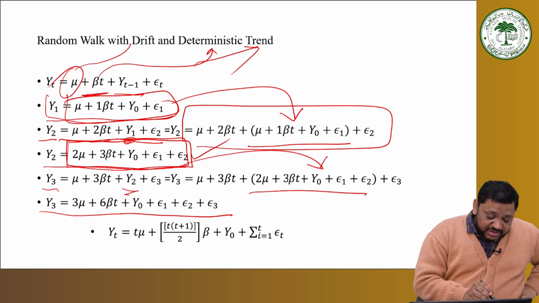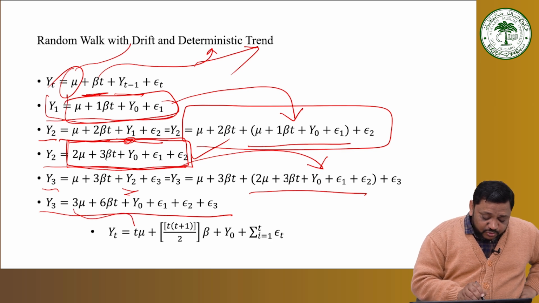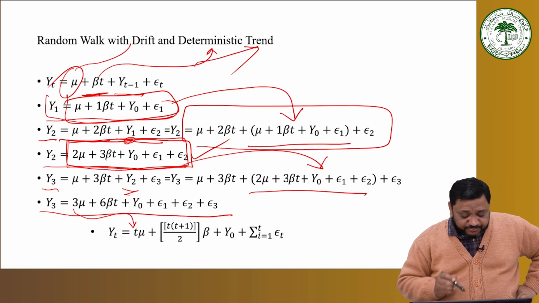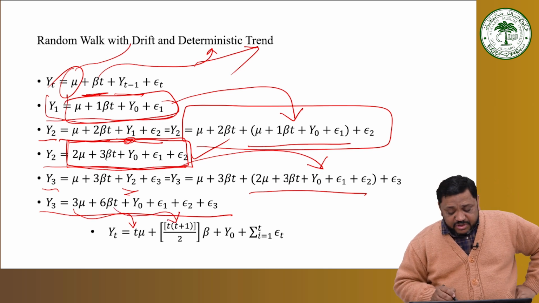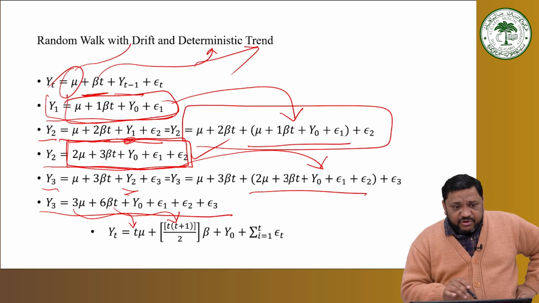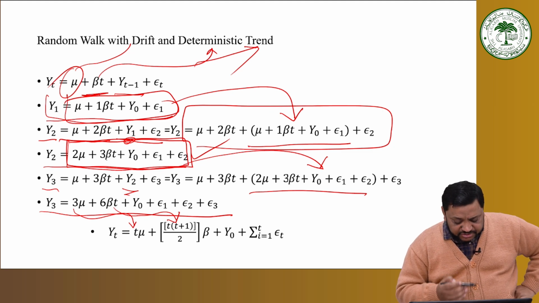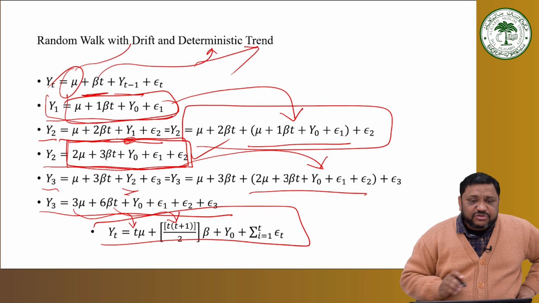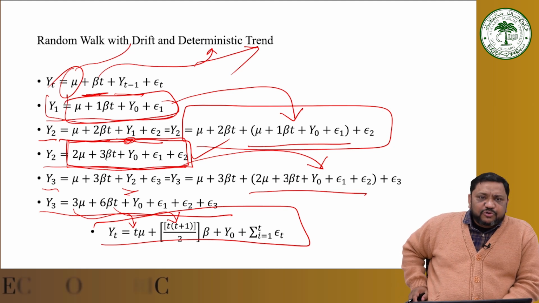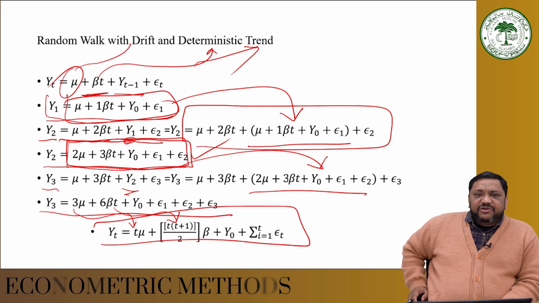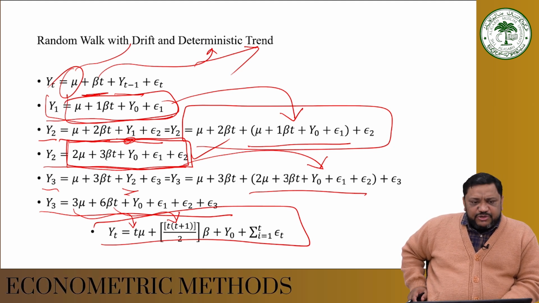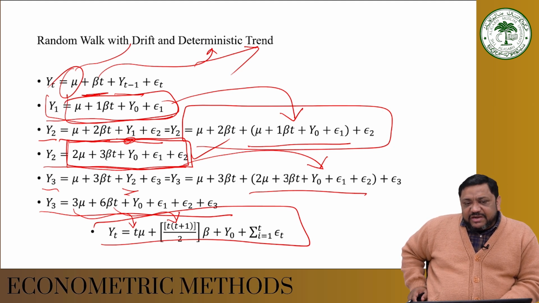So now there is an element t associated with the drift parameter, and there is an element t associated with the trend. What if we want to define it in general? The general form reads as yt is equal to t mu plus, in the numerator, t bracket t plus 1 bracket close, divided by 2, multiplied by beta, plus y0 plus summation of et, or summation of epsilon t.